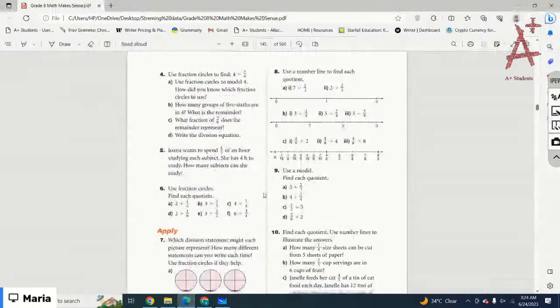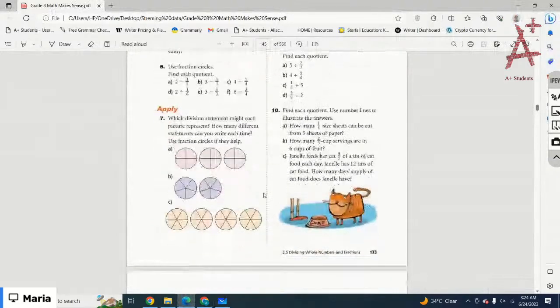Okay, just look at the question number 7. Which division statement might each picture represent? How many different statements can you write each time? Use fraction circles if they help. So you are given the pictures. You need to see what type of division statement they represent. Got it? So it could be any.